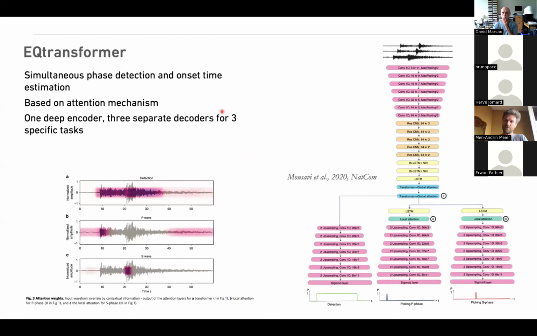Something very fundamental in machine learning has been the invention of the transformer, developed by the Google group. And this was the underlying breakthrough that ultimately enabled things like GPT models. They also involve a lot of, so this is not cheap, this is an earthquake transformer by Mousavi et al., which does signal detection, P phase picking, and S phase picking simultaneously.